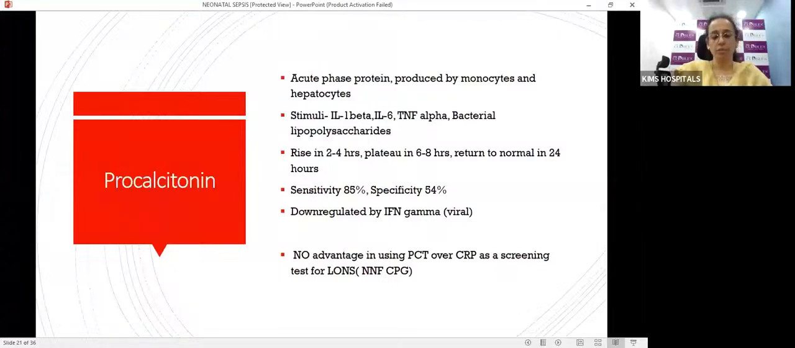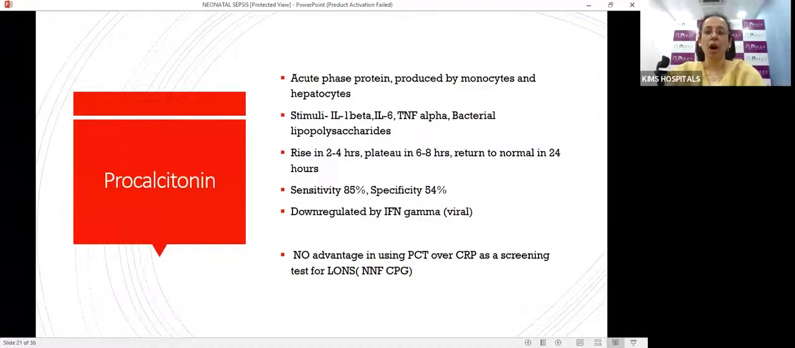So this mechanism of action of procalcitonin is relatively faster compared to CRP. Thereby, the sensitivity of procalcitonin is slightly higher than the CRP, while the specificity is 54%. So, procalcitonin is downregulated by IFN gamma, which is produced in viral infections. Thereby, procalcitonin becomes even more specific for bacterial infections when compared to CRP in this scenario.